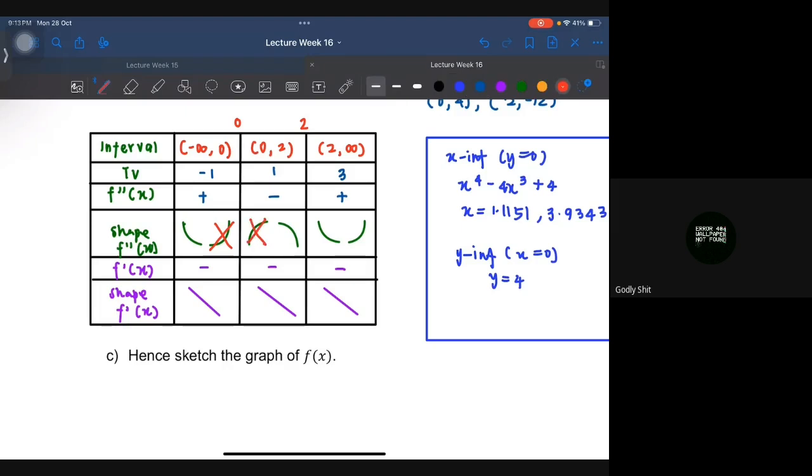Okay, so sama juga yang terakhir. This one, dia adalah positif. So positif, concave up. So and then this one adalah gradient kita negatif. So kita akan gunakan yang ini. Right, so we are not using the right one over here.